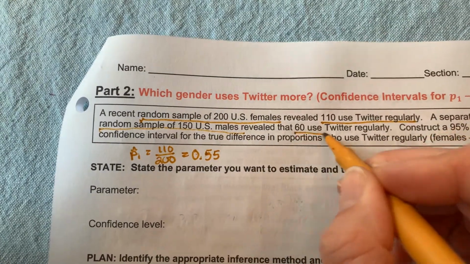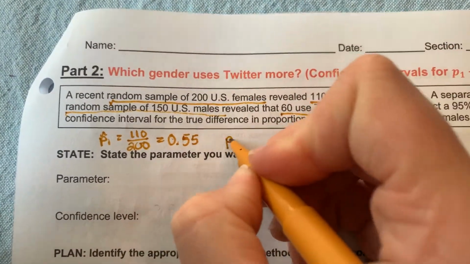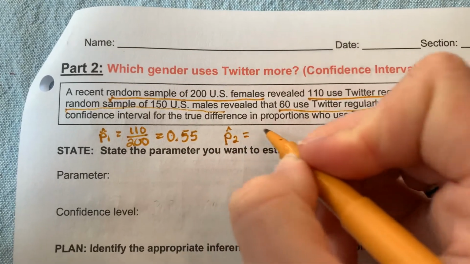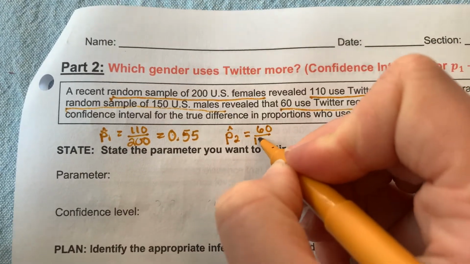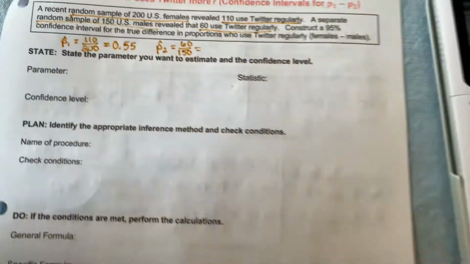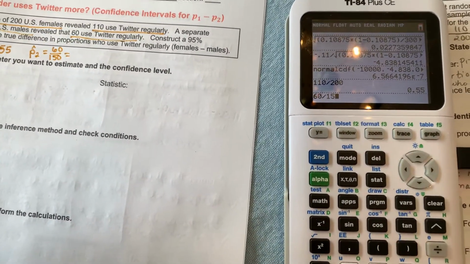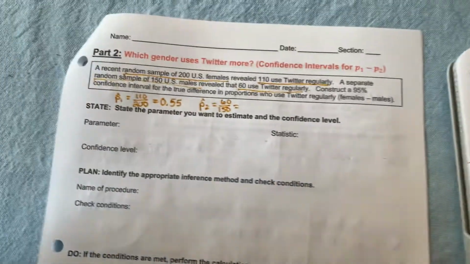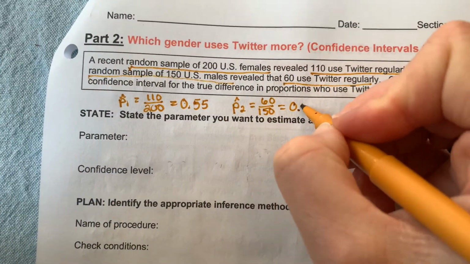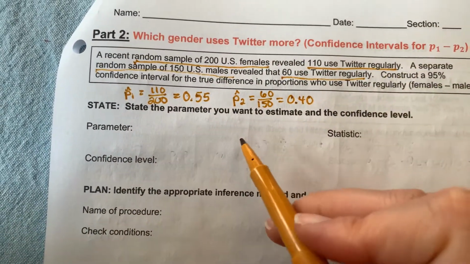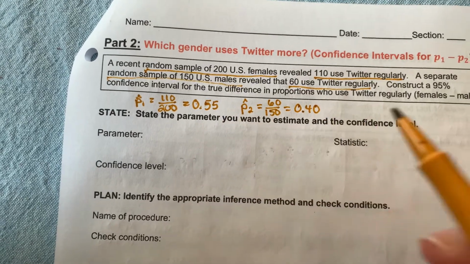Okay, so then I can calculate P2 hat by saying that I have a random sample of 150 US males and 60 use Twitter regularly. So P2 hat is 60 divided by 150. Let's see what that is. 60 divided by 150 is 0.4. I might just go ahead and write 0.40 to compare. This would be 55% of the females and 40% of the males.